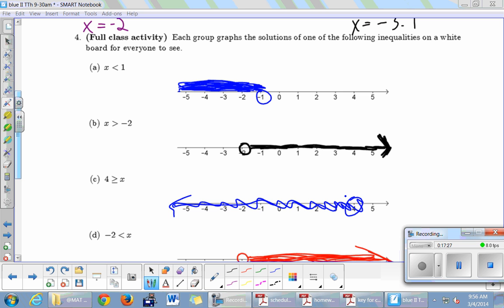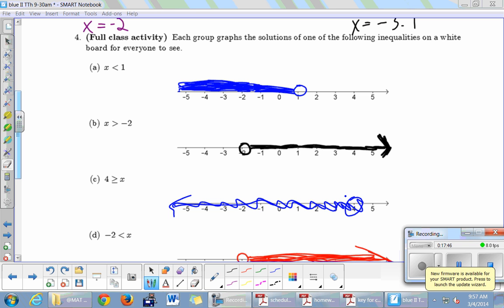All right, so let's add. No problem. So 1 here, and then all this stuff. So it is clearly shaded with all the numbers less than 1, and 1 is not included because it doesn't have that little equal symbol there.